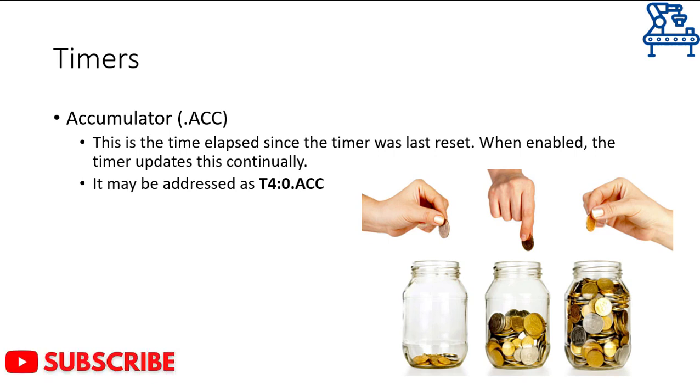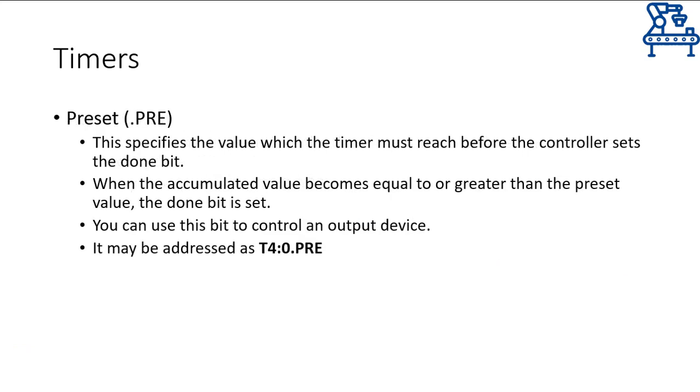Once the timer is enabled, the timer will automatically start timing and the contents of the accumulator are continuously updated. So, for how long will the timer keep on timing? Well, it will keep on timing until the accumulator value reaches the preset value. As soon as the accumulator value reaches the preset value, the timer timing bit will go 0 and the timer done bit will go high. You may use these bits in your program to start or stop certain outputs. The addressing of the preset word is similar to that of the accumulator, with the exception of the last word being 1, or you can use PRE.